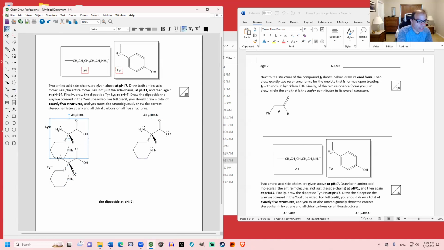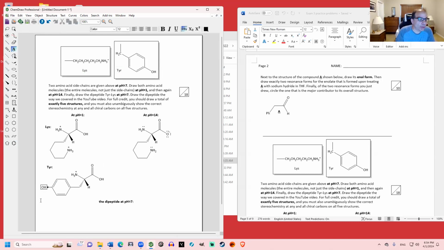Let's do tyrosine. There is one CH2 in tyrosine. Then comes the aromatic ring. Gonna have to move that over a bit. And then comes the OH group, para to the connection.